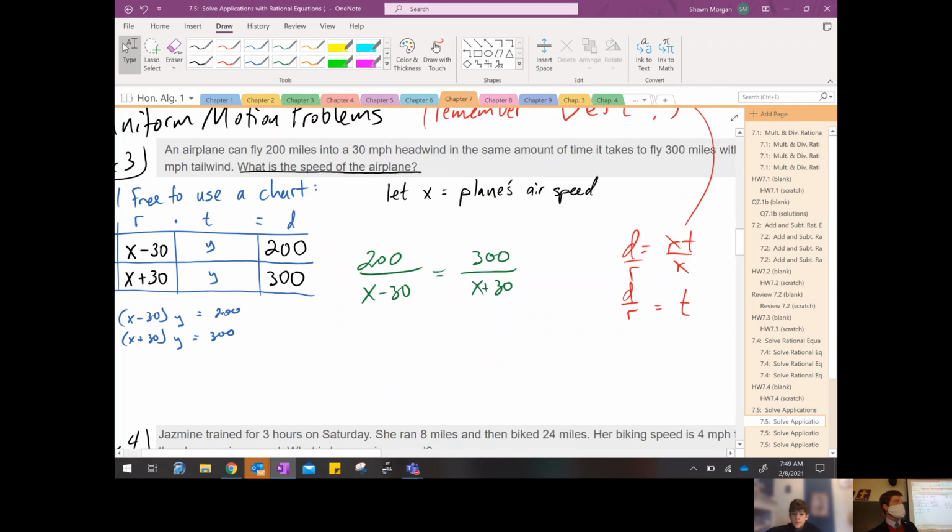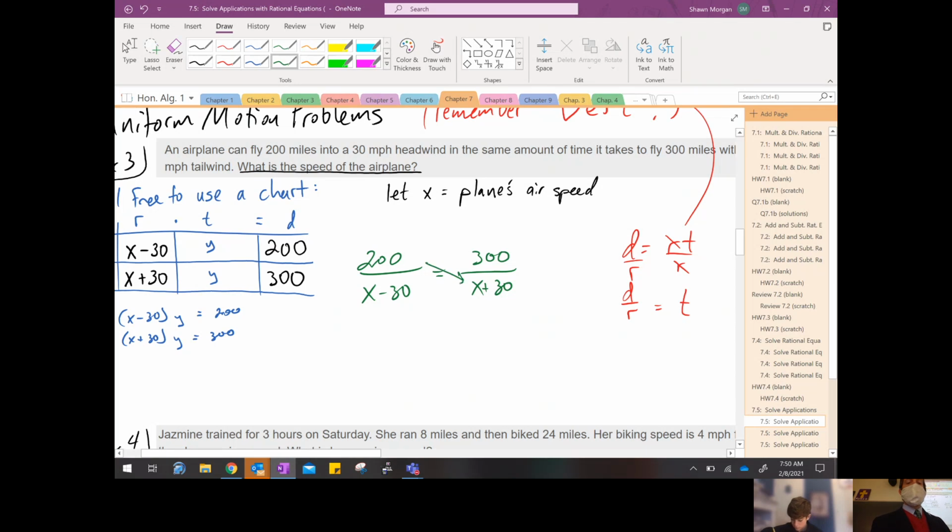Has anybody already solved this proportion? Some of you alpha dogs in the house have been rolling with it. Jack, what'd you get? 150 miles per hour. Actually, I didn't want to know y. I wanted to know x. Good, good, good. Has anybody else done it? Anybody concur with that? Y'all not sure just yet?